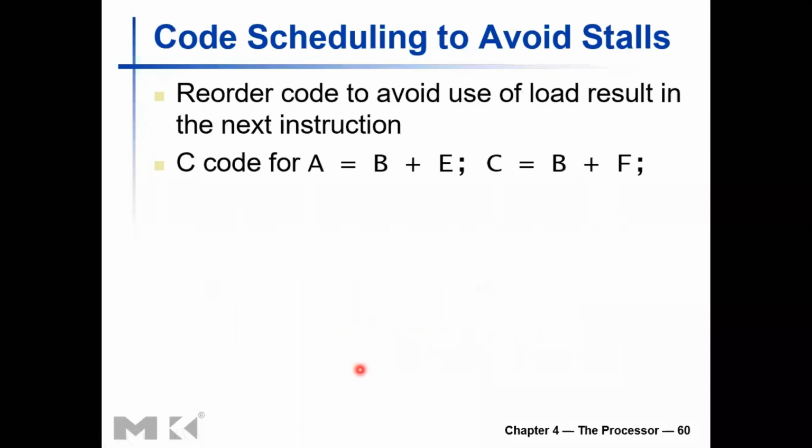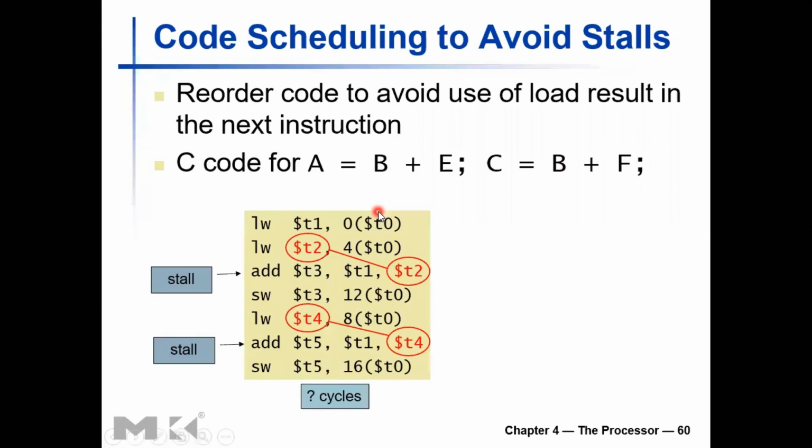Not in the microarchitecture, but by the assembler. You can reorder your code to avoid use of the loaded result right afterwards in the next instruction. So let's take an example, a simple C code: add B plus E, save it in variable A; add B plus F, save it in variable C, right? You use B there and you use B there, right? Okay, so let's have a look at the assembly for that.